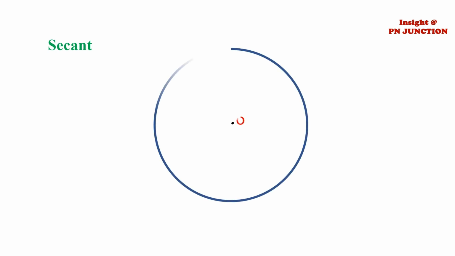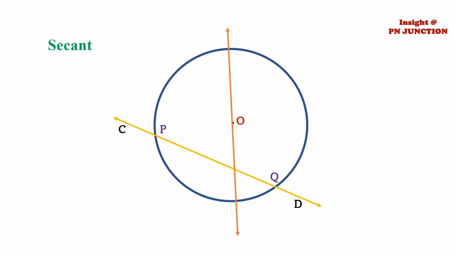Next is the secant. It is a straight line that intersects a circle at two distinct points. Unlike a chord, a secant does not have to lie entirely inside the circle. In this figure, secant CD intersects the circle at points P and Q. A secant can also pass through the center of the circle, in which case it will intersect the circle at exactly 2 points and the chord it forms will be equal in length to the diameter of the circle.